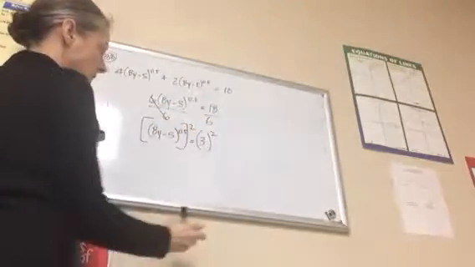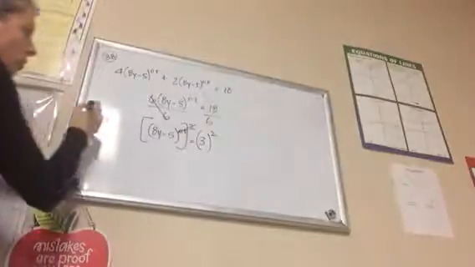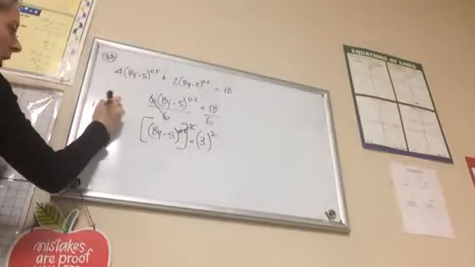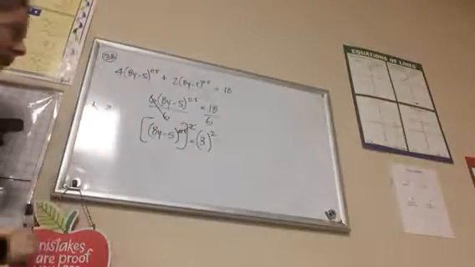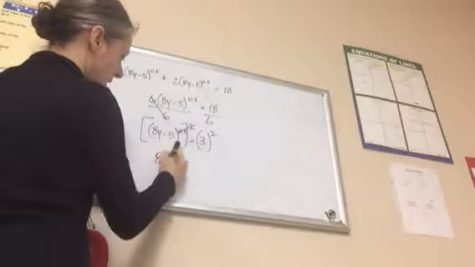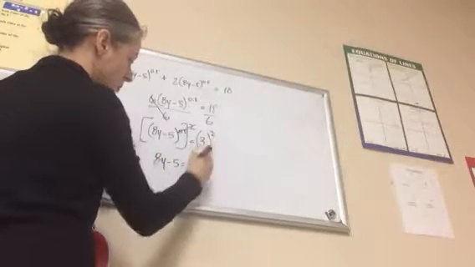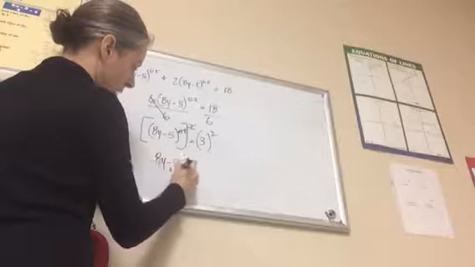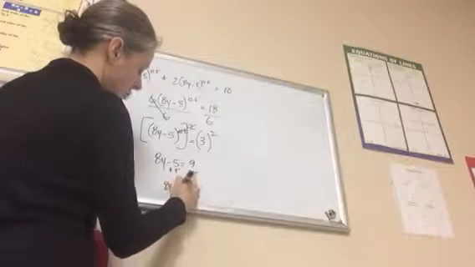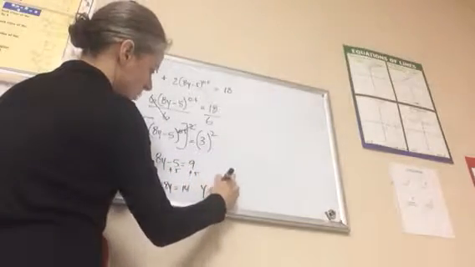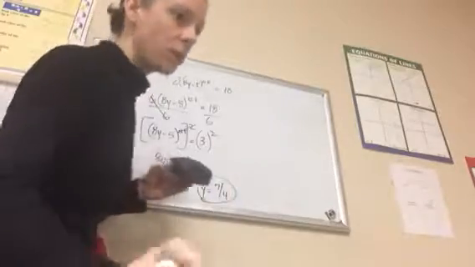We raise everything to the second power, and those cancel, because it would have been like saying 1/2 times 2, which is 1. So now we have 8y minus 5 equals 9. We add 5 to both sides. 8y equals 14. So y equals 7/4.